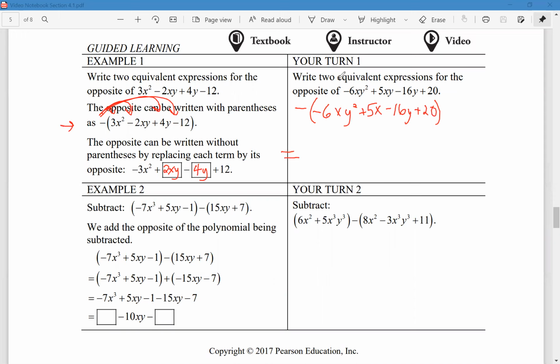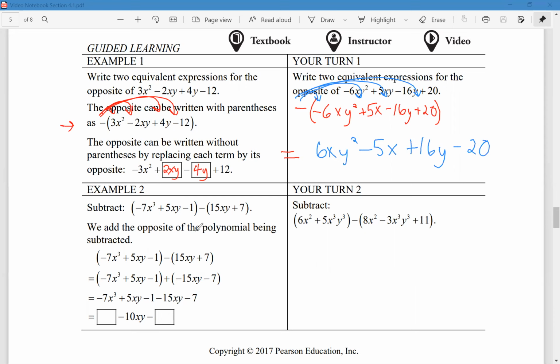Another way to write it, so it says write it two ways, two equivalent expressions. Another way to write it is by changing each of those signs. And that allows you to write it without parentheses. So now I can write positive 6xy squared minus 5x plus 16y and minus 20. Those are both equivalent. Okay, this is getting us ready to actually subtract.